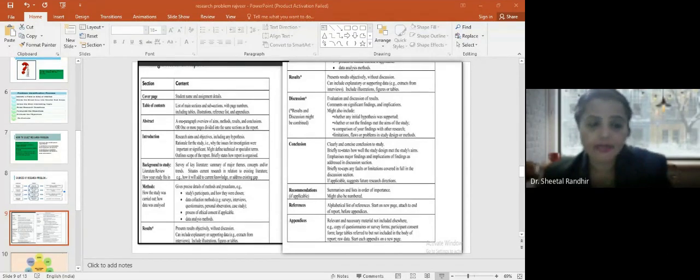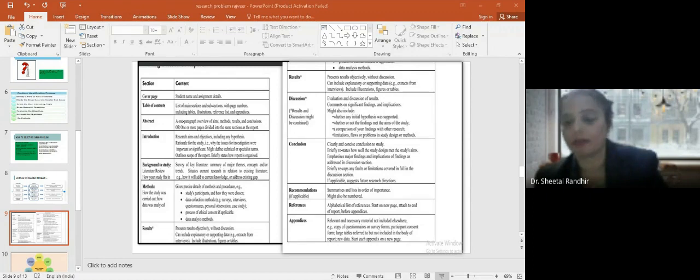Then results. Present the results objectively without discussion. You can include explanatory or supporting data, including illustrations, figures, and tables. Please follow one thing. Don't say, I think, I observed, I emphasize. No. The researcher thinks, the researcher observed, the researcher concluded. Please mind it well. You are not part of that project; the researcher is the part of the project. So you have to adopt the universally accepted method while designing this results chapter. This is the heart of your thesis. People are interested in this area, in your results.